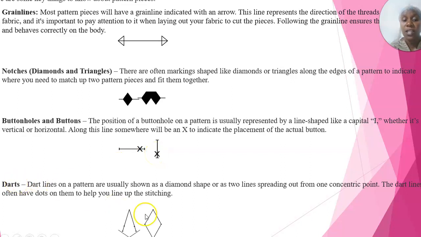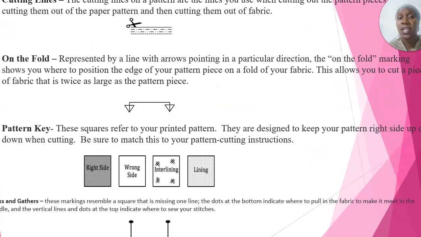We also have the darts. This is a single pointed dart, and then you have a double pointed dart. The dart lines often have dots on them that you can see here, to help you align your stitching so you know where to stitch. Let's continue. We also have some cutting lines.